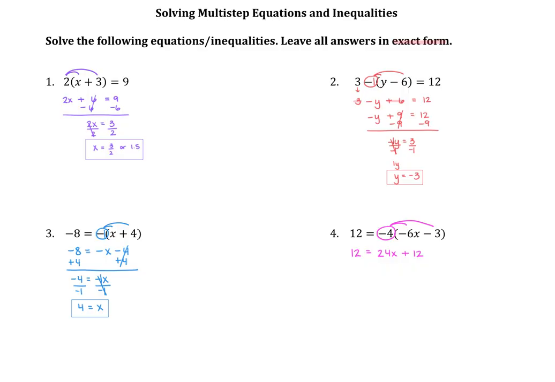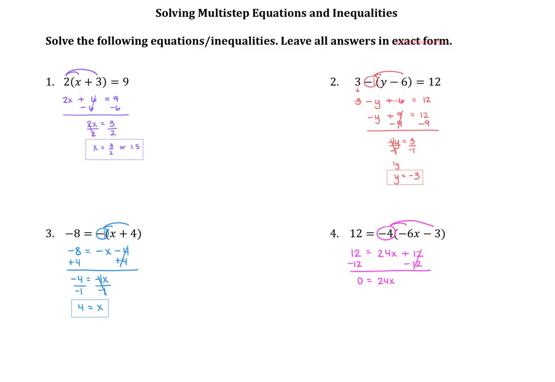Now I'm ready to start moving. I'm going to undo the addition of 12 by subtracting 12 from both sides. 12 minus 12 is 0. Drop down my 24x, and 12 minus 12 is 0.